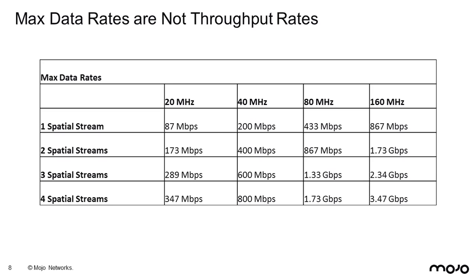I'm trying to set the context here. We're going to be working back from this, which these are max data rates. And of course, they're not throughput rates. We all know that, just max data rates.